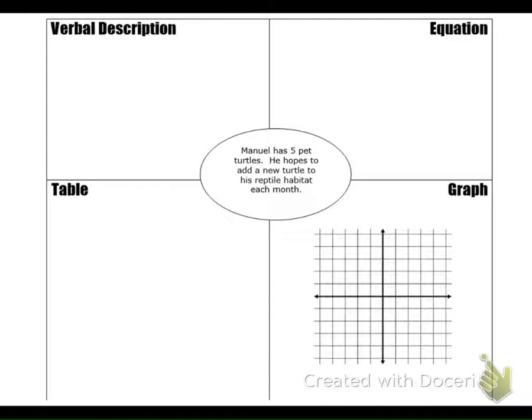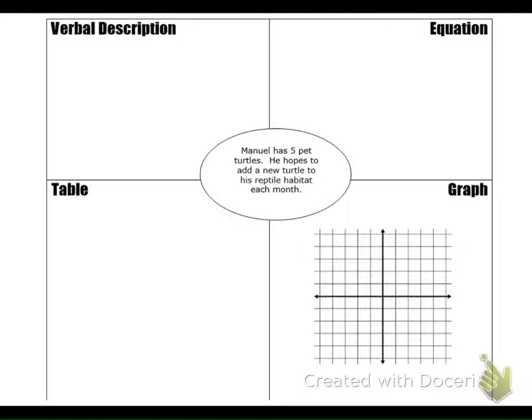Alright, so now what we're starting to get into in math is we're starting to look at our scenarios and we're starting to represent them in multiple ways. So when I say a scenario, I mean what we have right here in the middle, and this is just our word problem. So our scenario is that Manuel has 5 pet turtles. He hopes to add a new turtle to his reptile habitat each month.